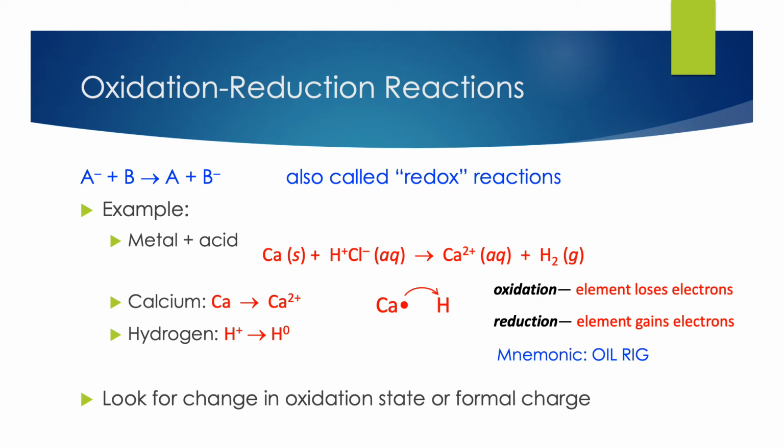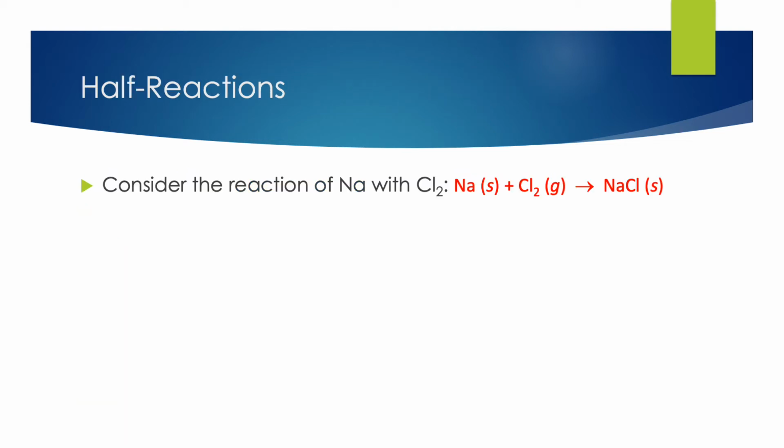Now, in oxidation-reduction reactions, we often can get a handle on what's happening by dividing a given redox reaction into two halves called half reactions. So to illustrate this, consider the reaction of sodium metal with chlorine gas. This produces sodium chloride. It's actually quite a spectacular, violent reaction. It's really fun to see.